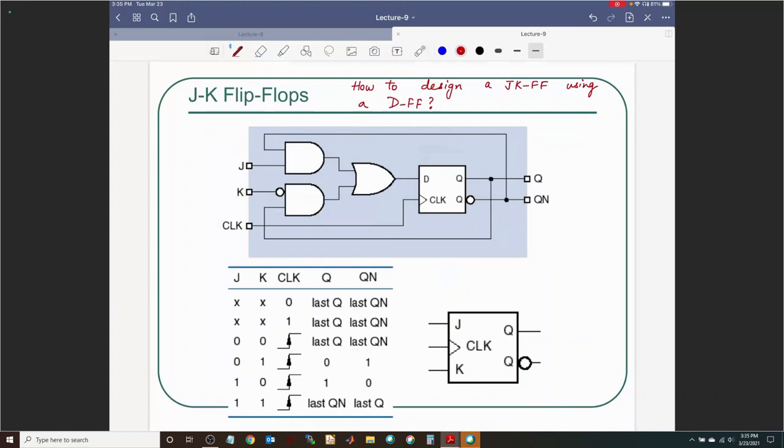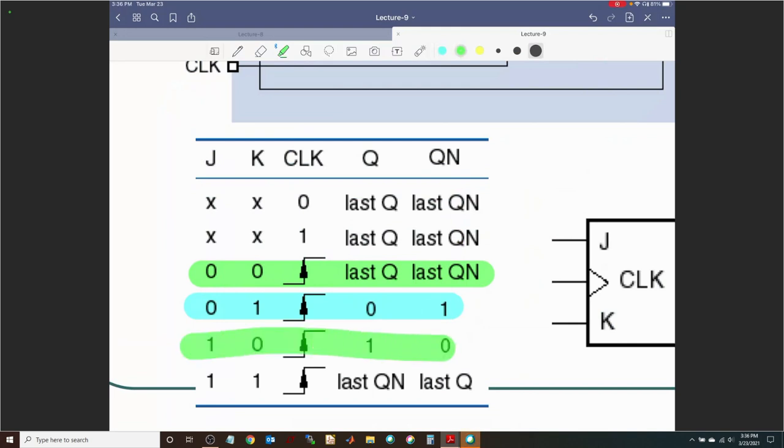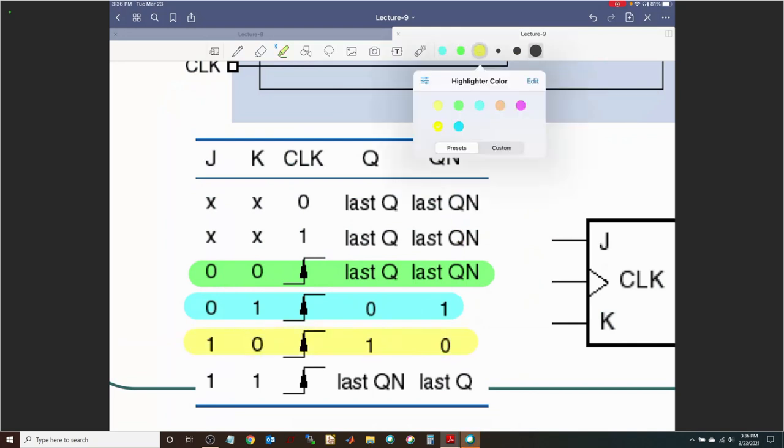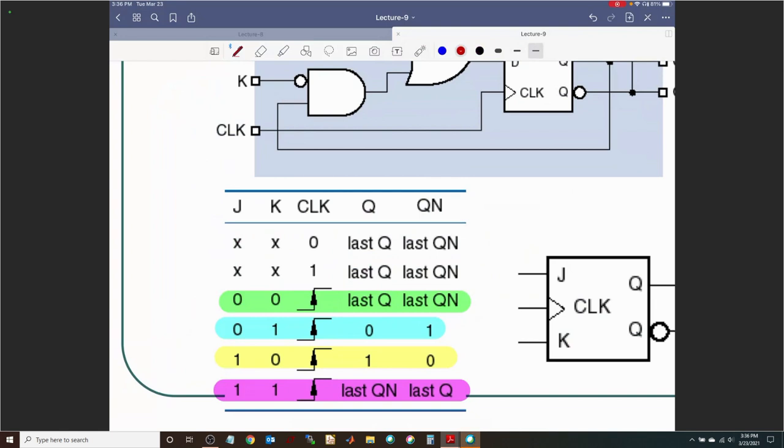What does a JK flip-flop have? Well, let's take a look at the last four of them. Exactly as the JK latch, your JK flip-flop has four different states. So what should I call this green state, the top one? Store. All right. Store or hold or memory.